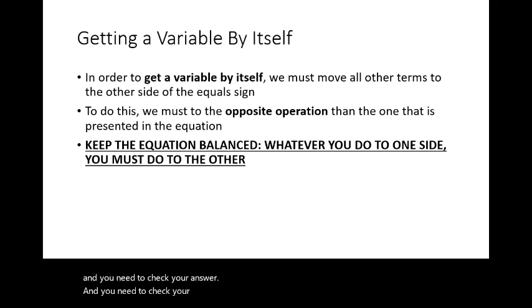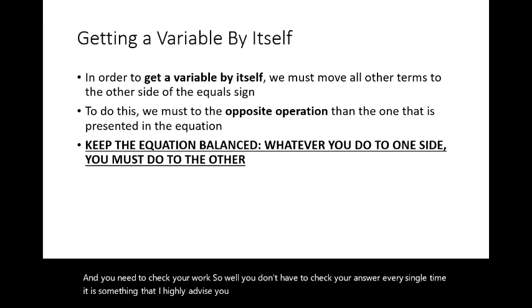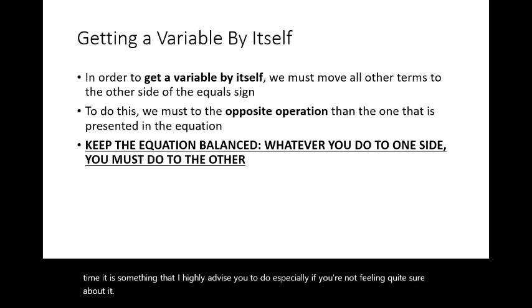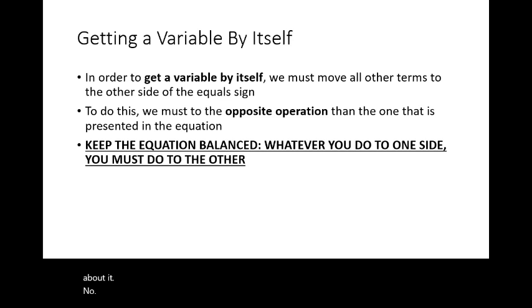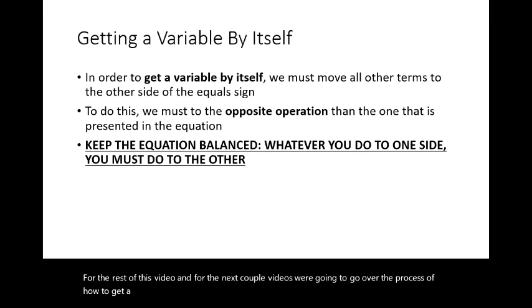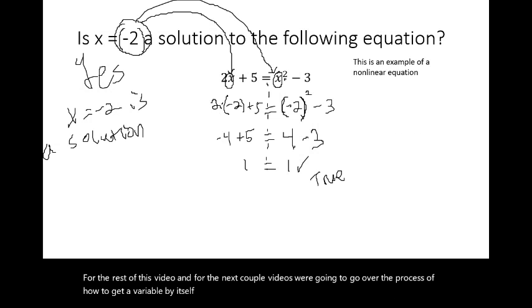So while you don't have to check your answer every single time, it is something that I highly advise you to do, especially if you're not feeling quite sure about it. Now, for the rest of this video and for the next couple videos, we're going to go over the process of how to get a variable by itself. So solving an equation means getting a statement like x equals negative 2.